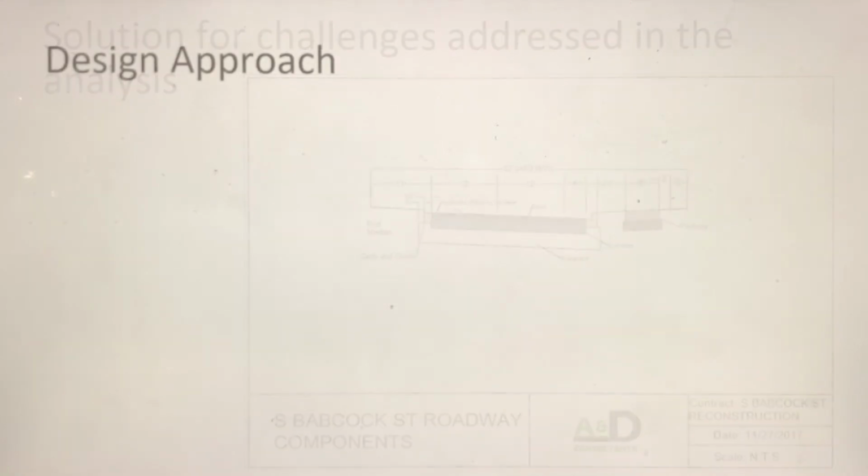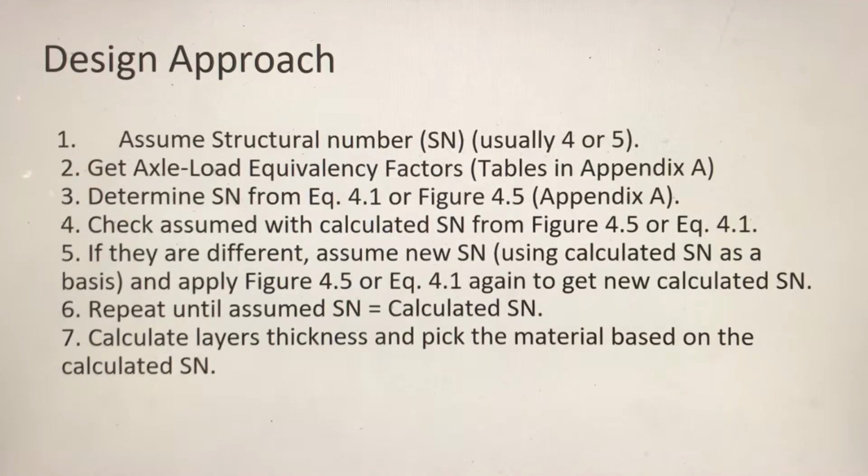It is as follows. Firstly, assume a structural number, usually around 4 or 5. Secondly, acquire axle load equivalency factors. Third, determine the structural number from equation 4.1 or figure 4.5. Fourth, check the assumed structural number against the calculated structural number from figure 4.5 or equation 4.4.